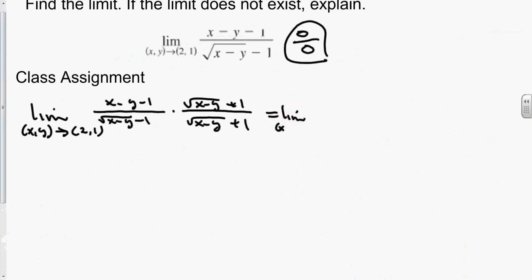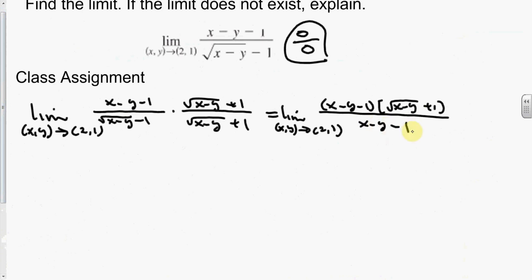This is the limit as (x, y) goes to (2, 1). I'll leave that numerator as it is. Multiply that denominator out, you get x minus y minus 1. It's the first times the first, outer times the outer, inner times the inner. The outer and the inner cancel out, so you basically have the first times the first minus the last times the last.